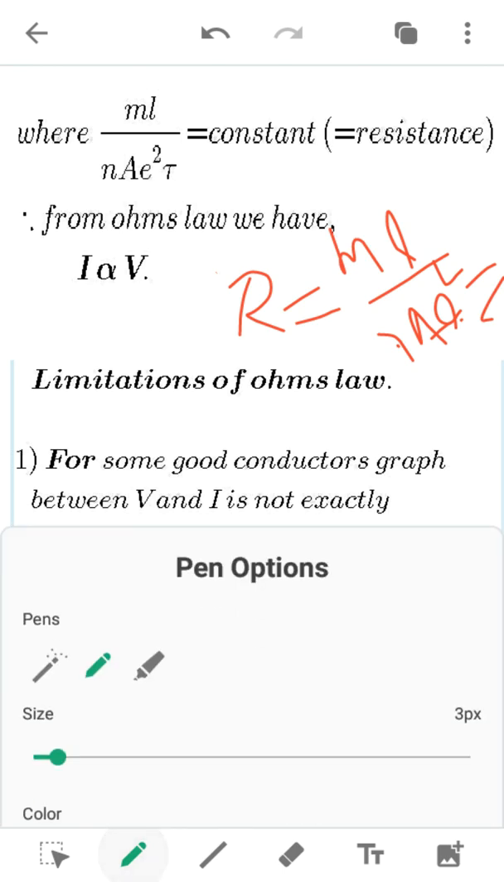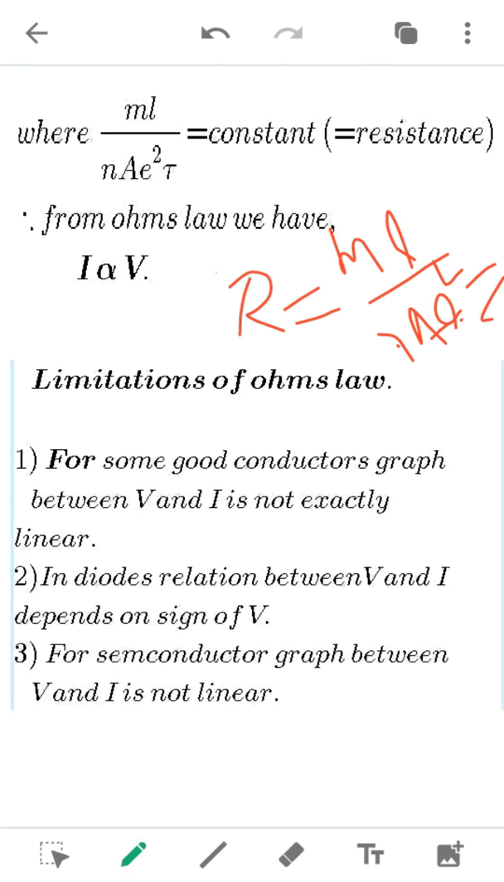Next, what are the limitations of Ohm's law? The devices which obey Ohm's law are known as ohmic devices or ohmic conductors. The devices which do not obey Ohm's law are known as non-ohmic devices. And for ohmic devices, the graph will be linear.